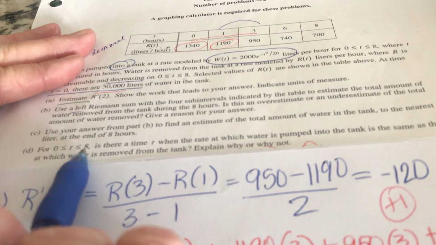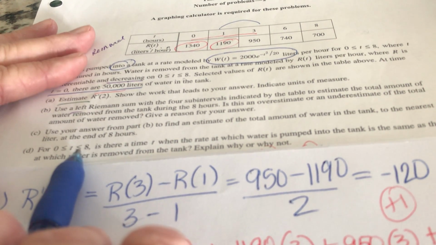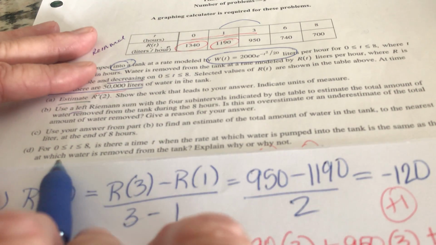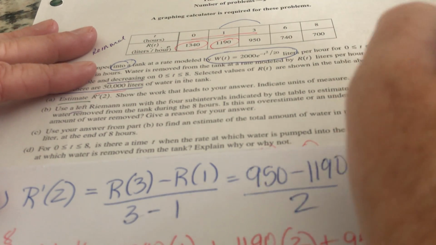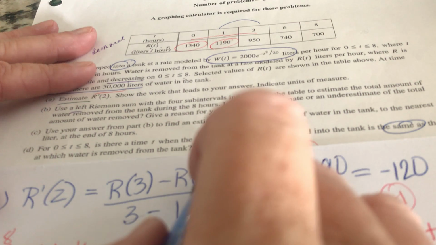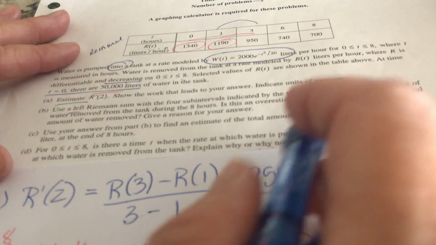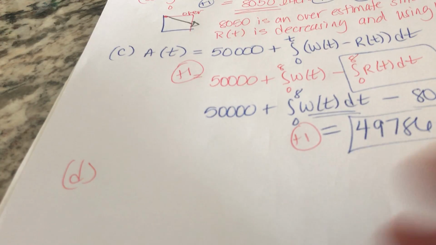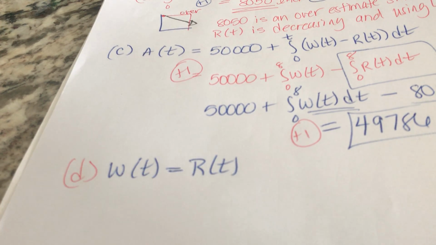So it's talking about over that 0 to 8 time frame, that water's pumped into the tank. They want to know, when is it the same as when it's removed? Explain why or why not that time t exists. So I knew I wanted W of t to equal R of t. We want them to be the same.